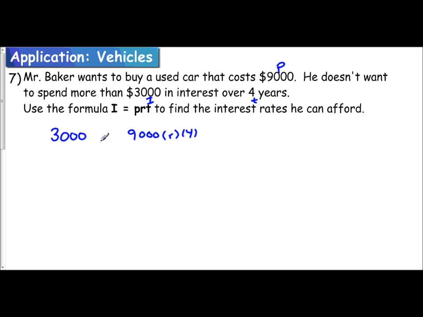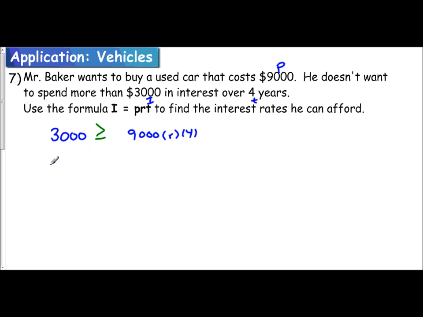But if I were to put the less than or equal to sign here, that means that 3,000 is less than the calculation over here. But that's not the statement that we want to make. We want to make that 3,000 is the largest amount that this can be. So when our variable is on the opposite side, remember our inequality symbol has to be flipped. So it should be 3,000 is greater than or equal to 9,000 R times 4.